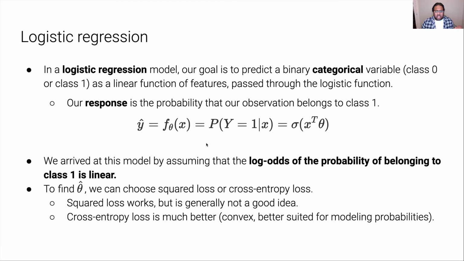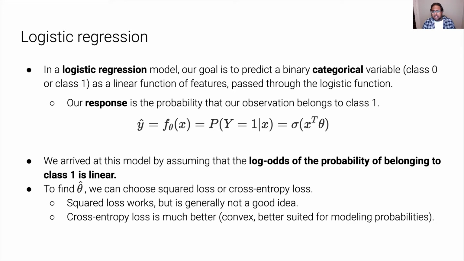The way we came up with this model was by assuming that the log of the odds of the probability of belonging to class 1 was linear. And we sort of reverse engineered that relationship to get this expression for the probability that y is 1 given x. Now, to determine optimal model parameters, we looked at two possible loss functions.